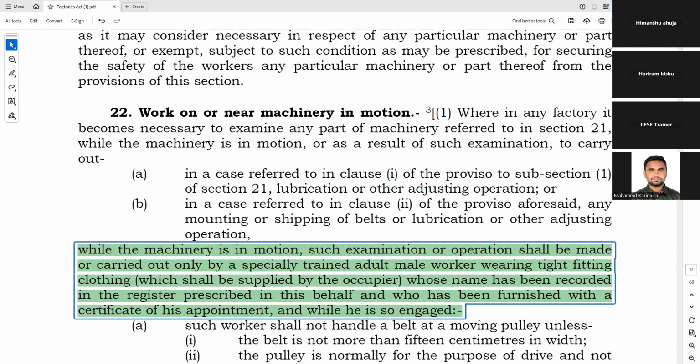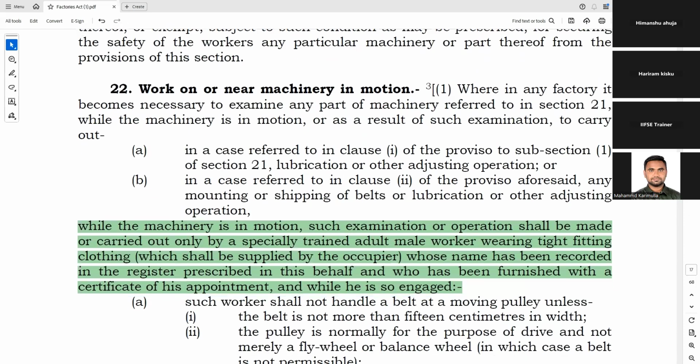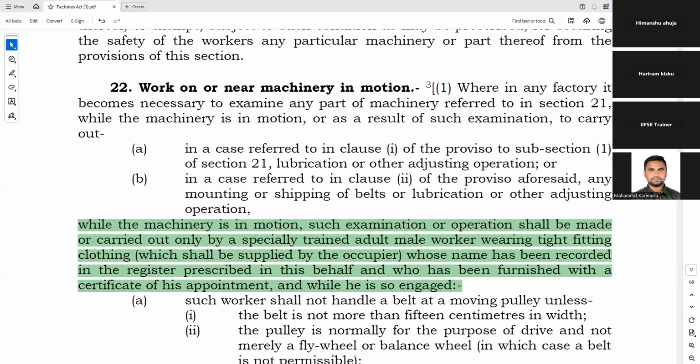Then we have work on or near machinery in motion. This is especially for the maintenance people, section 22. Where in a factory it becomes necessary to examine any part of the machinery referred to in section 21 while the machinery is in motion, sometimes for doing some lubrication or testing, the equipment has to be inspected while it is in an active state, while it is rotating.